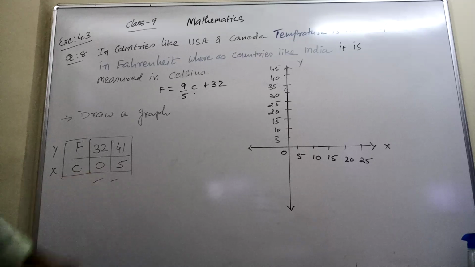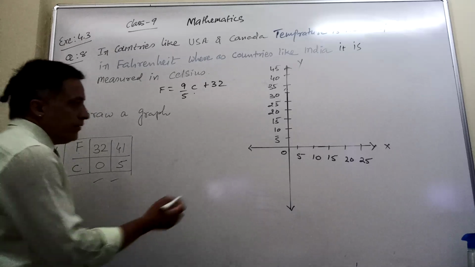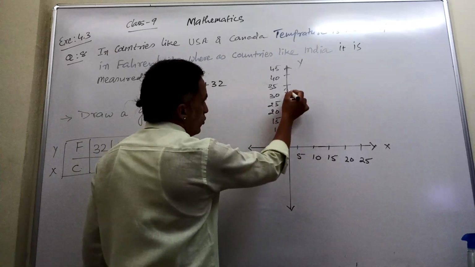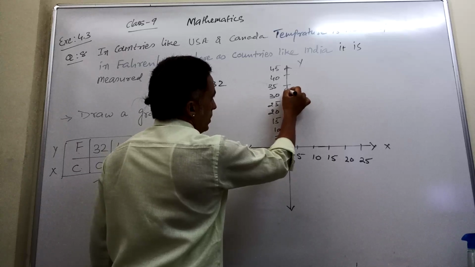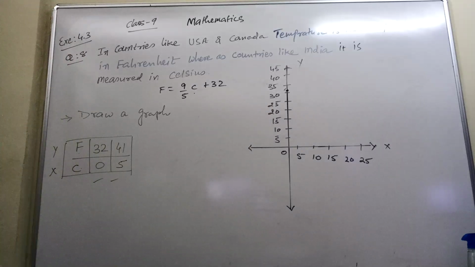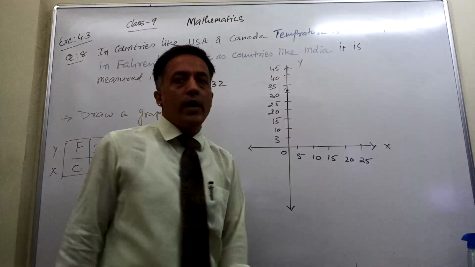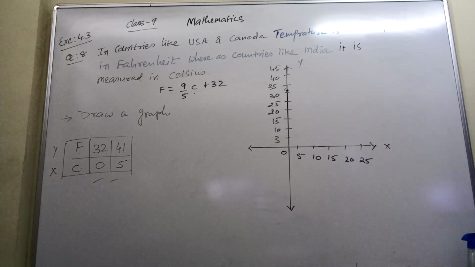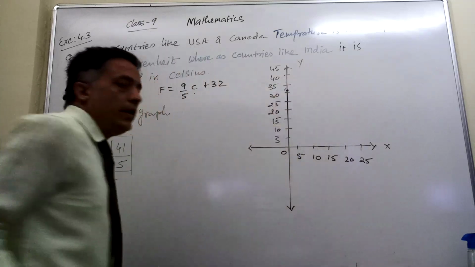Here C is equal to 0, at that time F is equal to 32. When C is 0, then the value for Fahrenheit, F, is 32. And so my journey will start from this 0 and I will reach 32. So I think it will be over here, above 30 and below 35. Here you will have 5 gaps, 5 lines, and so my 32 will be near to 30.